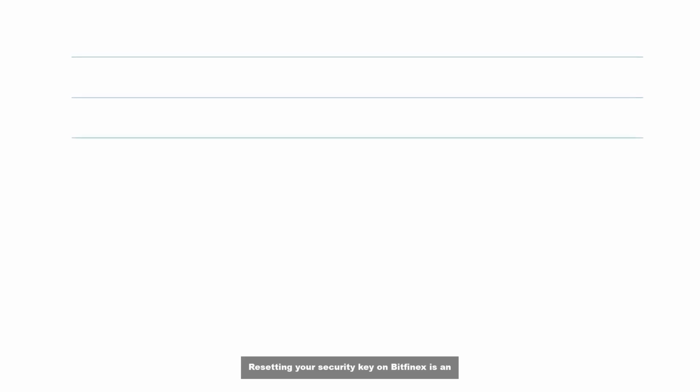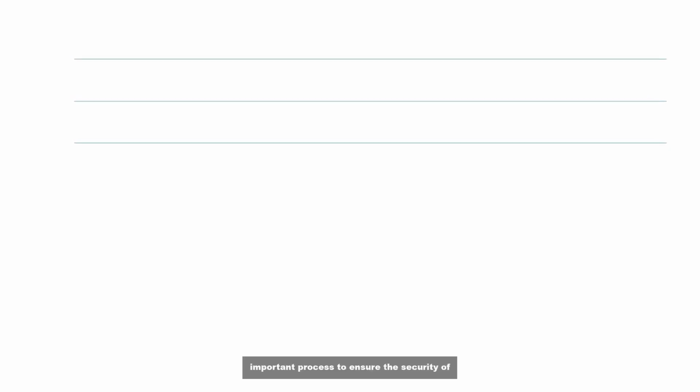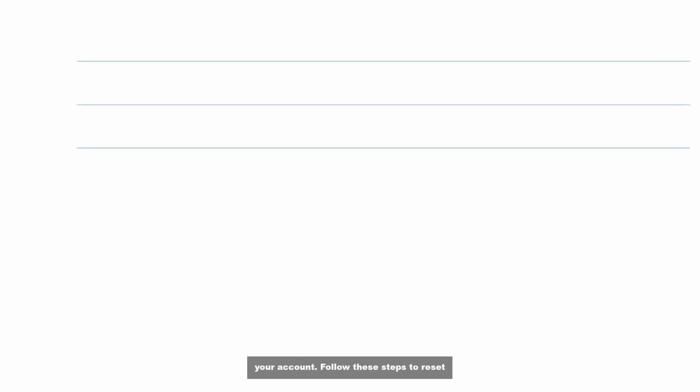Resetting your security key on Bitfinex is an important process to ensure the security of your account. Follow these steps to reset your security key effectively.